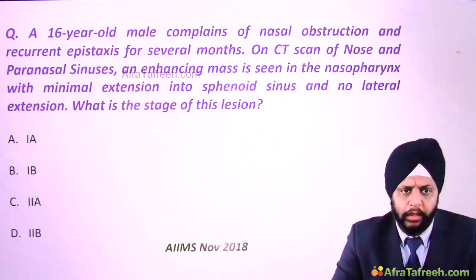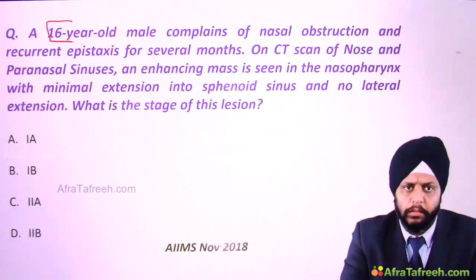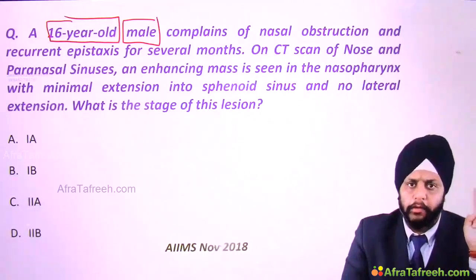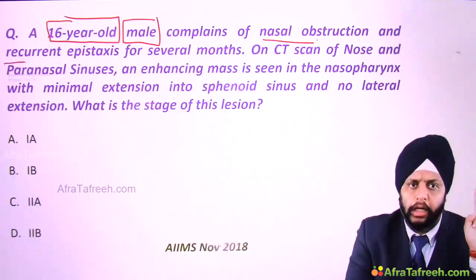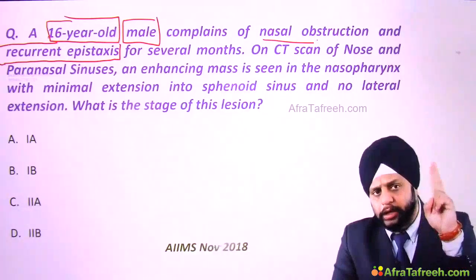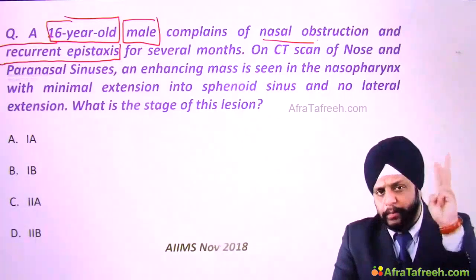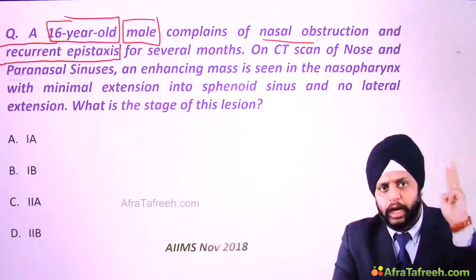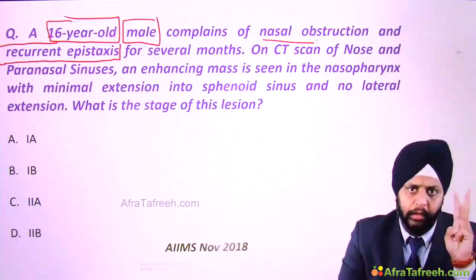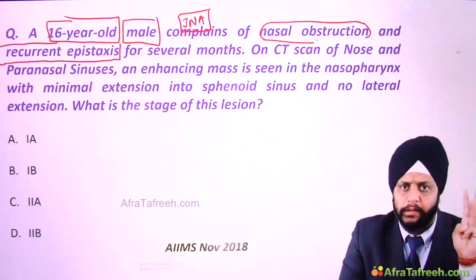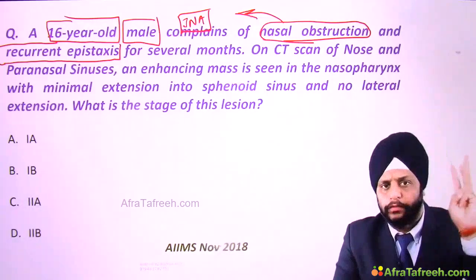This question was asked: a 16-year-old male patient. So you see, 16-year teenage group, male patient, complains of nasal obstruction and recurrent epistaxis. So as I said, male patient, teenage group, epistaxis. Recurrent epistaxis is mentioned clearly. Okay, we have our first diagnosis as JNA until proven otherwise. Then there is nasal obstruction. So that means some mass is there. It again supports our diagnosis of JNA.